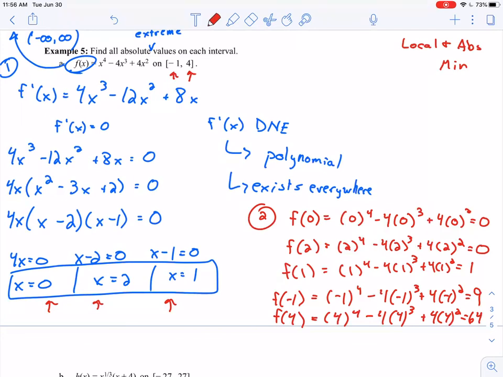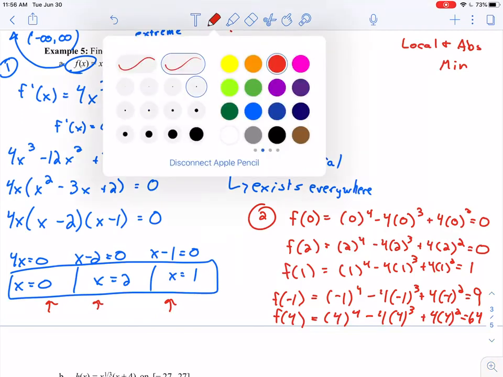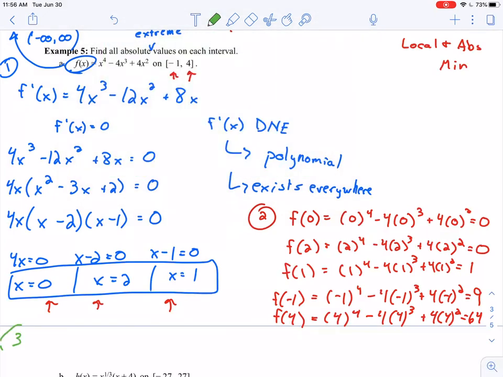At this point, I'm just picking out what is the highest y value and what is the lowest y value. That's how I want to end these problems, is just identify what's my absolute maximum, what's my absolute minimum. My absolute maximum looks like my highest y value right here is 64. So I'm going to say my absolute maximum is f of 4 is equal to 64.